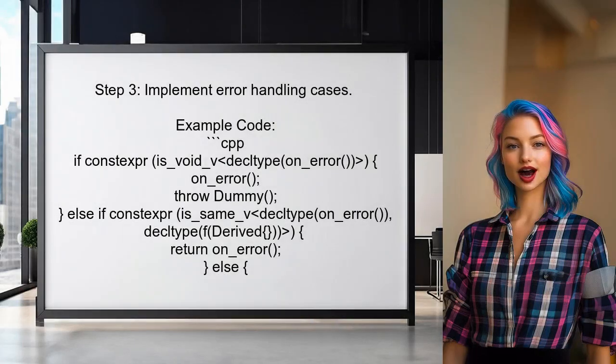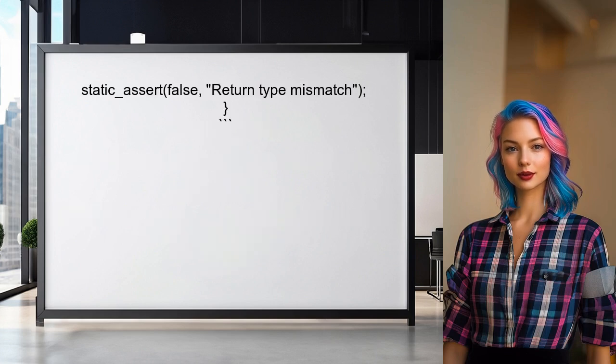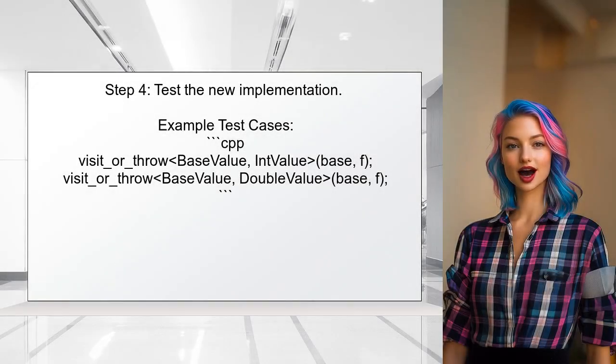Now, the user can implement specific cases for handling the error callback. This includes checking the return type of the error function to ensure it matches the expected behavior. Finally, the user should test the new implementation to ensure that both the normal and error cases are handled correctly. This can be done by creating test cases that invoke the visit function with various inputs.